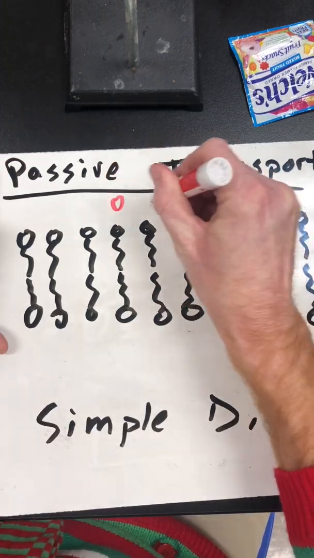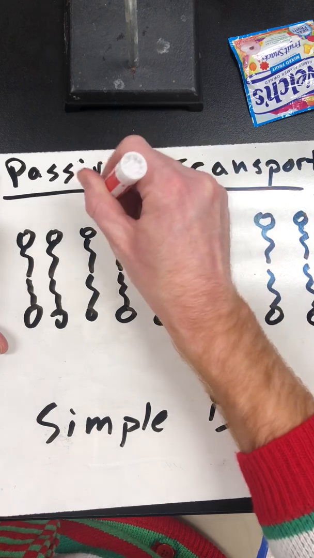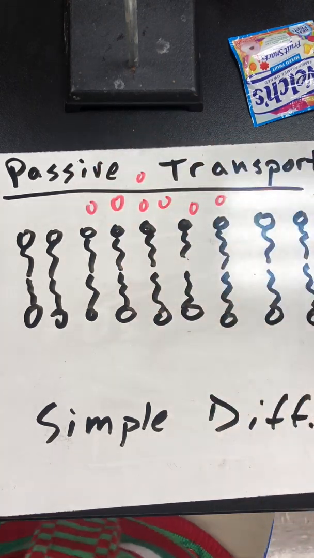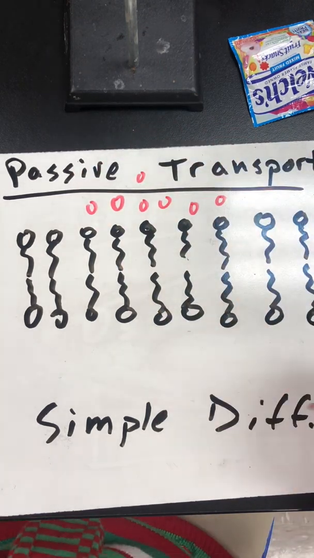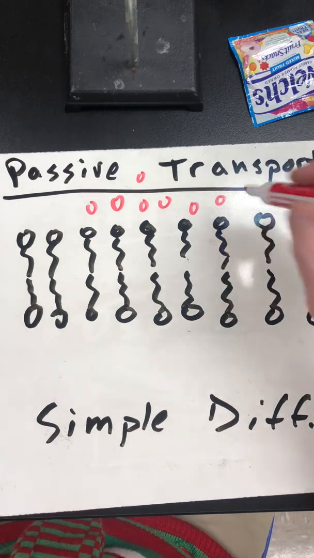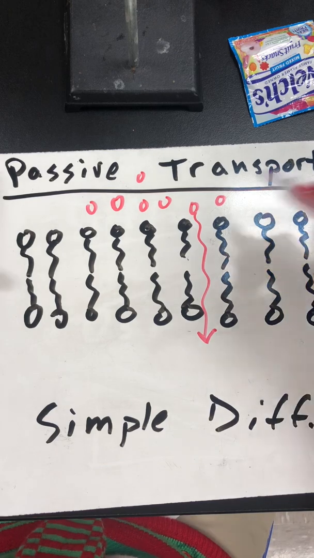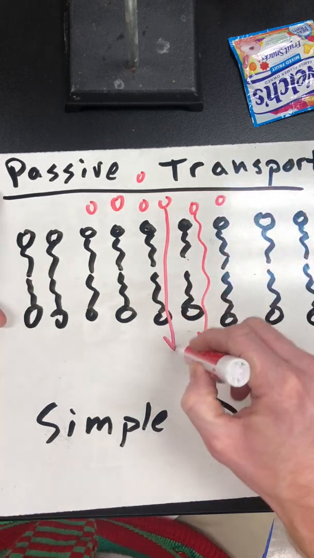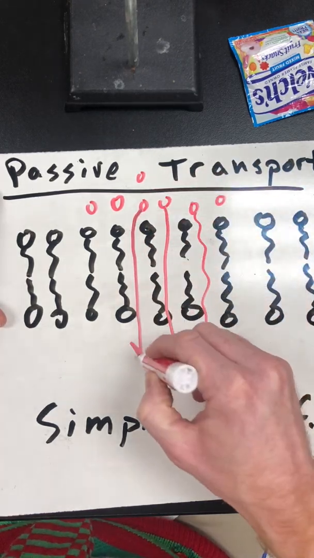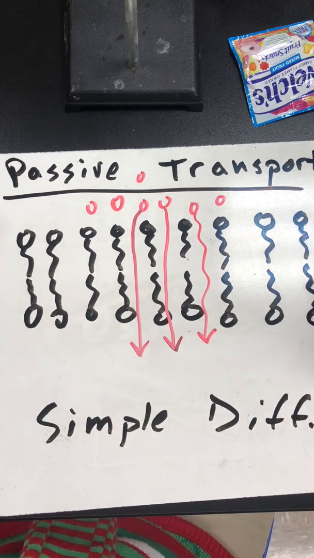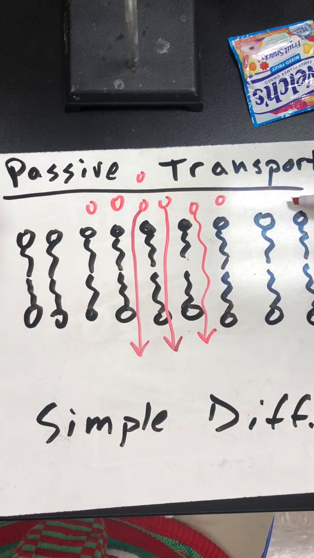There's a bunch of oxygen outside the cell, and I know I'm going up into my writing there. Bunch of oxygen outside the cell, very little inside the cell. What are these things going to do? They can go straight through these phospholipid layers into the cell until we reach homeostasis, okay? Or we get to equilibrium. Equilibrium would be the same on both sides of the cell.